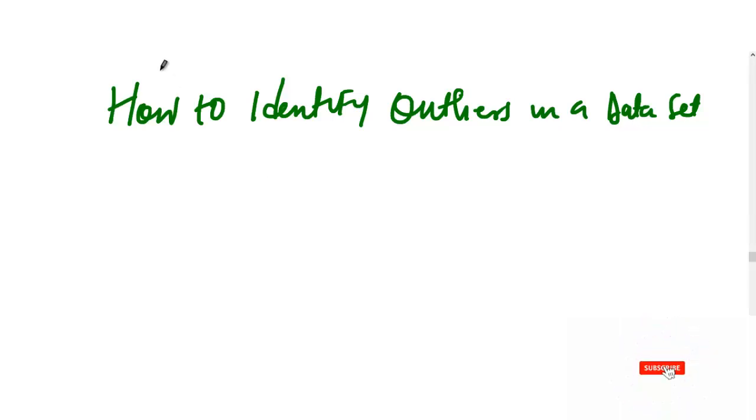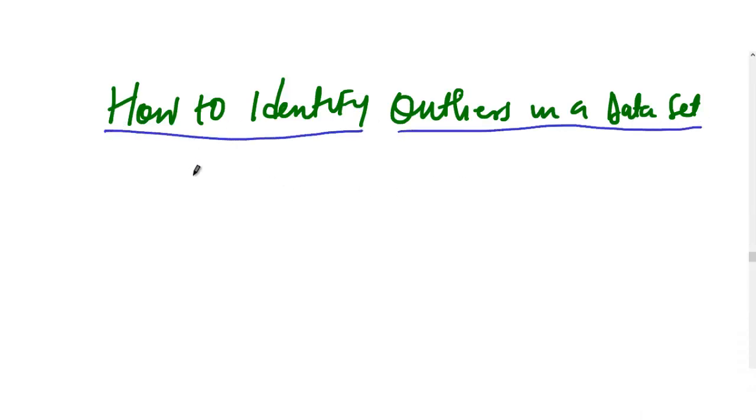In this video, I'm going to be showing you how to identify outliers in a data set. Outliers are numbers that are very, very far away from the rest of the data, for example, in a normally distributed data set or in a histogram type of graph.